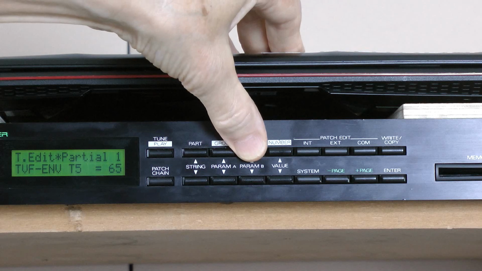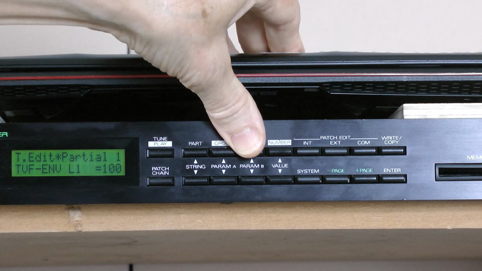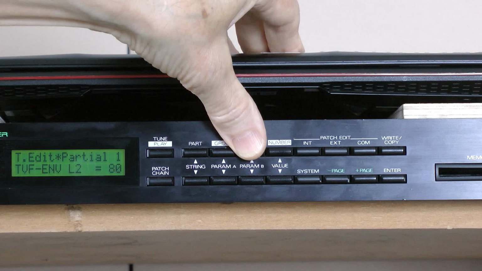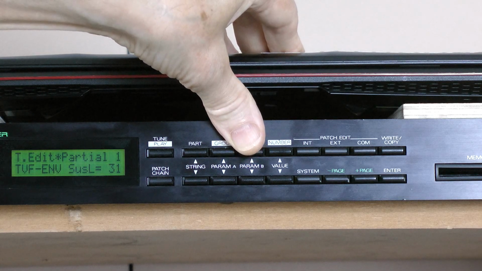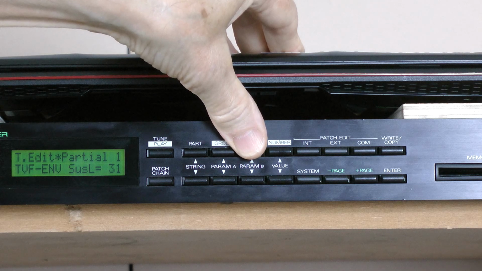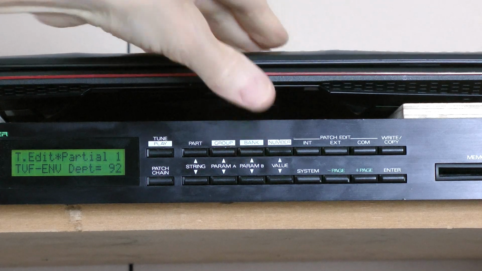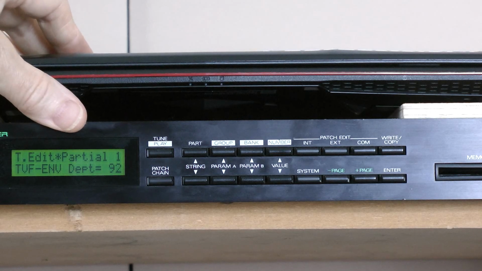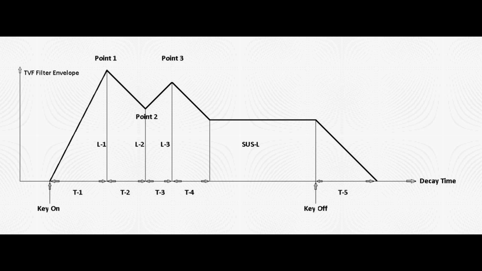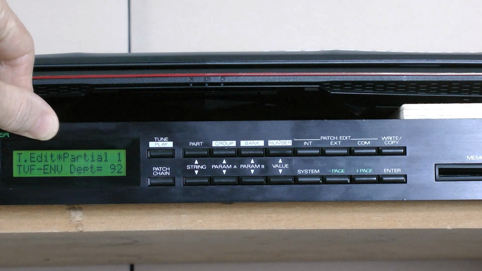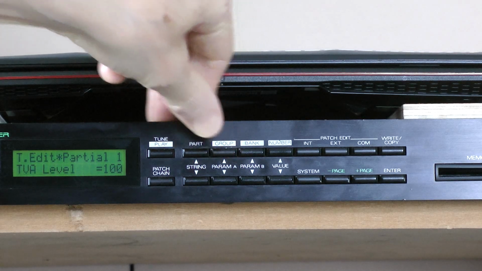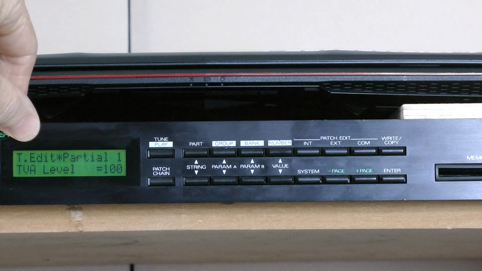From here, scrolling up is the first level, then the second level, and the third level. Then it moves to the sustain level parameter. From here you can scroll up again, and this will return you to the envelope's depth setting. From the time variant frequency envelope generator, pressing the group button will take you to the time variant amplifier's parameters.